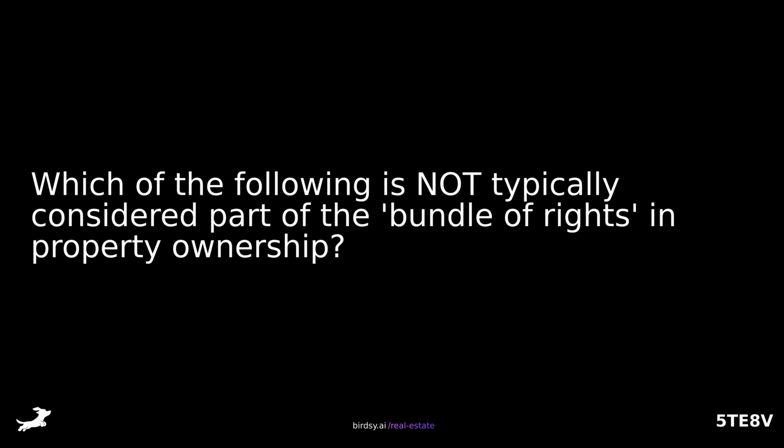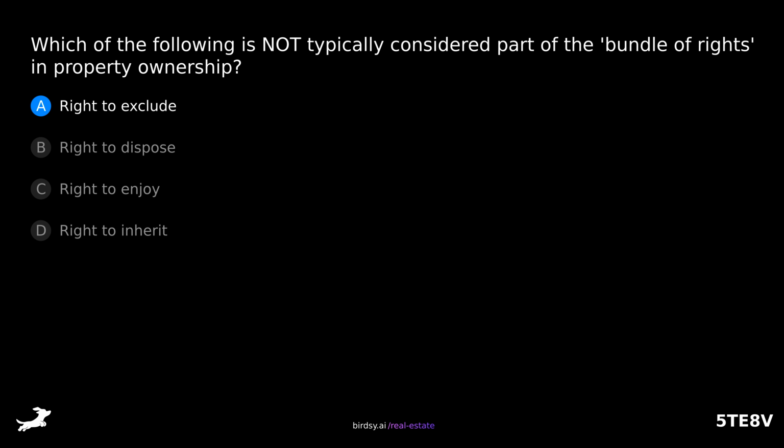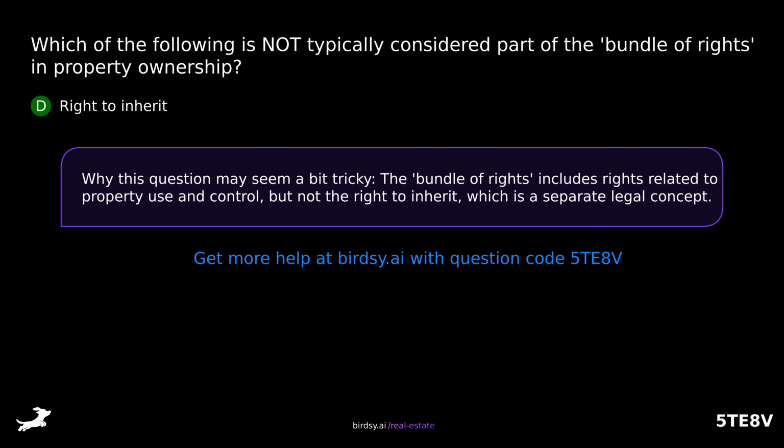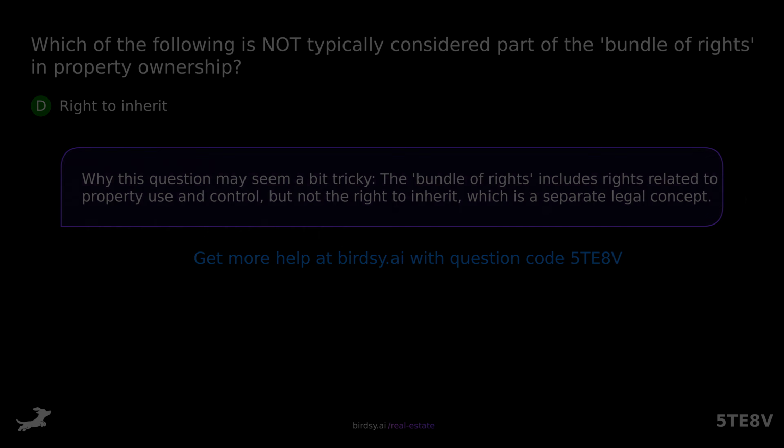Which of the following is not typically considered part of the bundle of rights in property ownership? Is it A, right to exclude, B, right to dispose, C, right to enjoy, or D, right to inherit? The answer is D, right to inherit. Why this question may seem a bit tricky: the bundle of rights includes rights related to property use and control, but not the right to inherit, which is a separate legal concept.